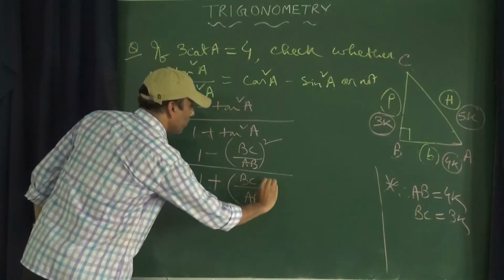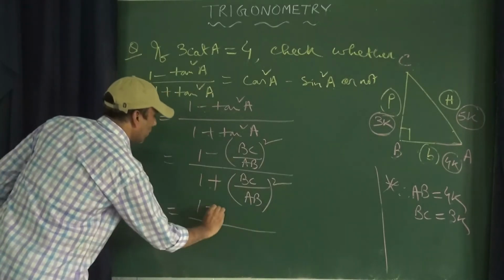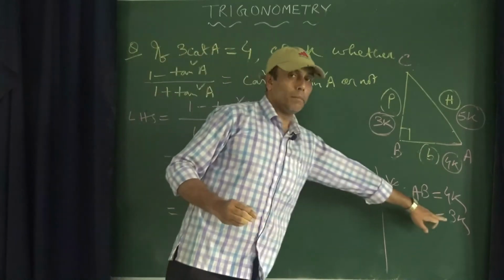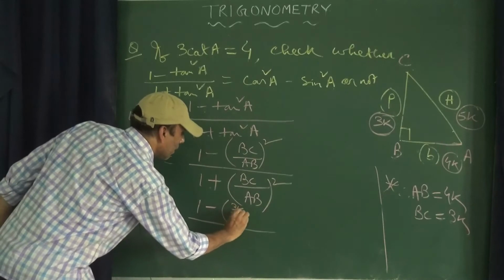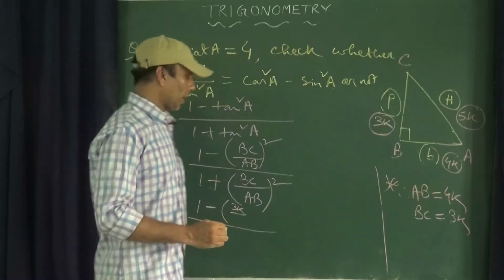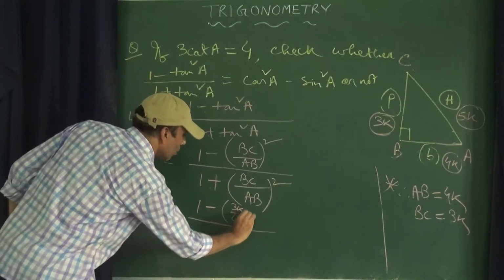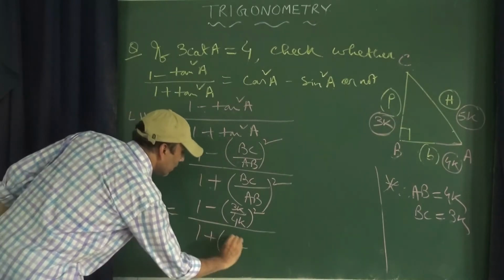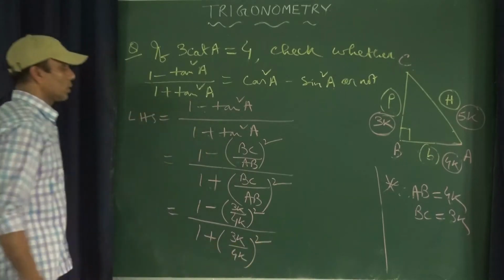BC by AB whole square. So 1 minus. Now we can substitute the values of BC and AB. BC, how much? BC is 3K. BC is 3K by AB. AB, how much? AB is 4K. So 1 minus 3K by 4K whole square, divided by 1 plus again 3K by 4K whole square.